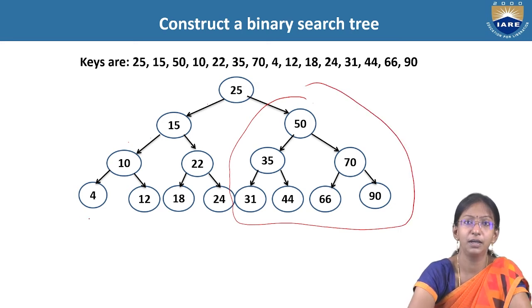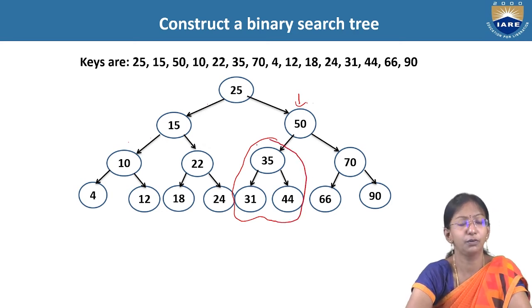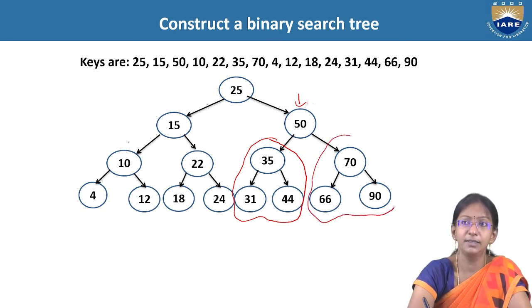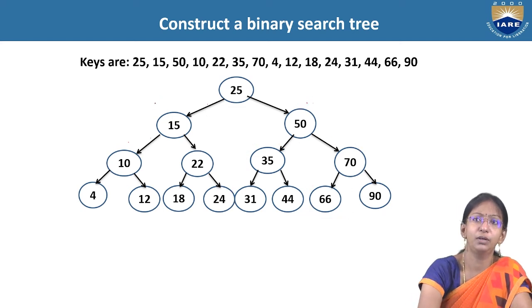50's subtree, right? All the left children of 50, that is the left subtree of 50, have the values 31, 35 and 44. All are less than 50. The right children of 50 are 66, 70 and 90, and they are greater than 50. You can look at and compare with any node you want, guys.